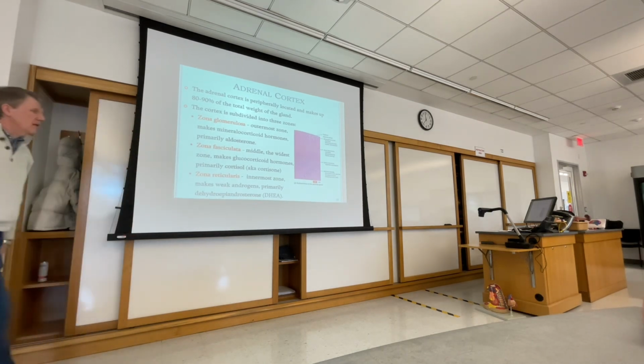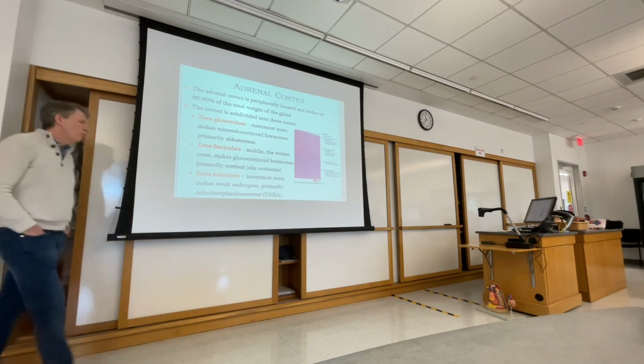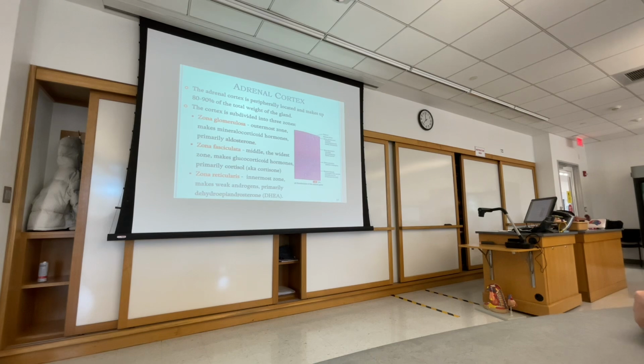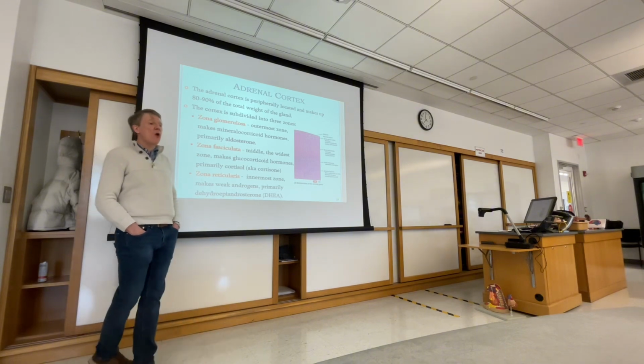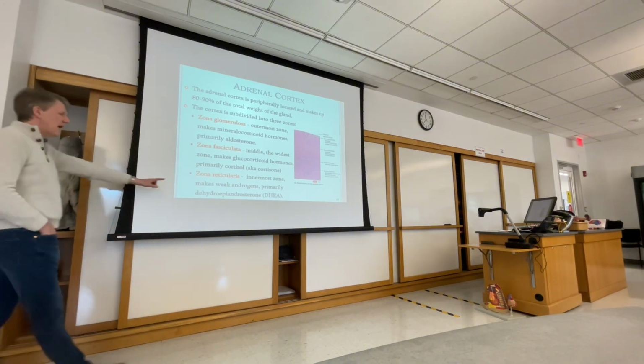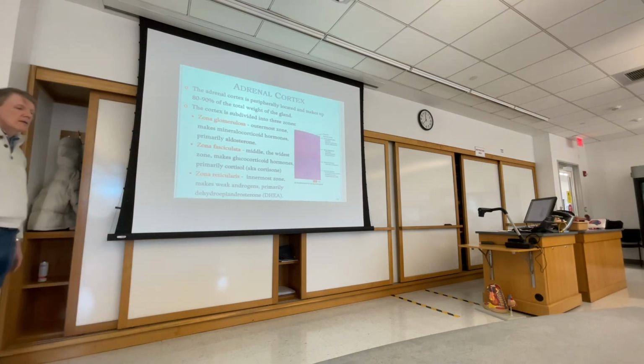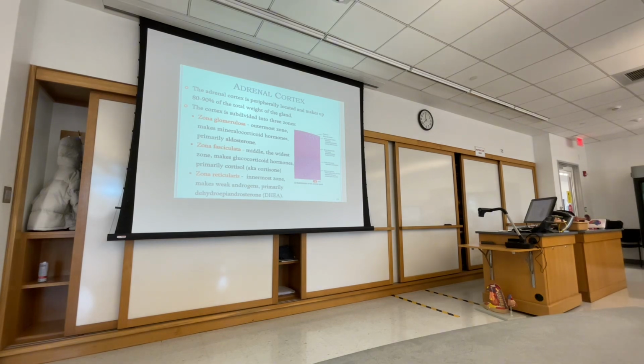Last layer, zona reticularis, that's the innermost zone. That makes weak androgens. Anyone know what androgens are? Yeah, androgens are like testosterone. They're male sex hormones. Okay? Testosterone itself is a relatively strong androgen, but there are weaker forms such as this guy here, dehydroepiandrosterone, or DHEA. That's a weaker type of androgen. So that's what's going on there.